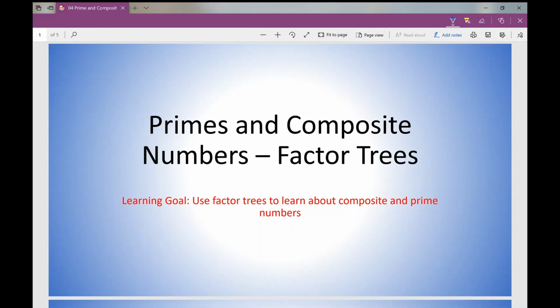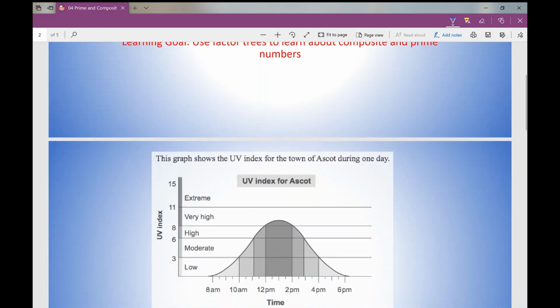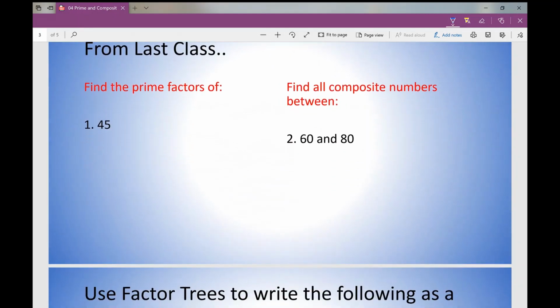Today you're going to continue doing some work on prime and composite numbers, but we're going to look at something new called factor trees. So let me give you a quick bit of revision from the last class. We're going to try and find all the prime factors of 45.